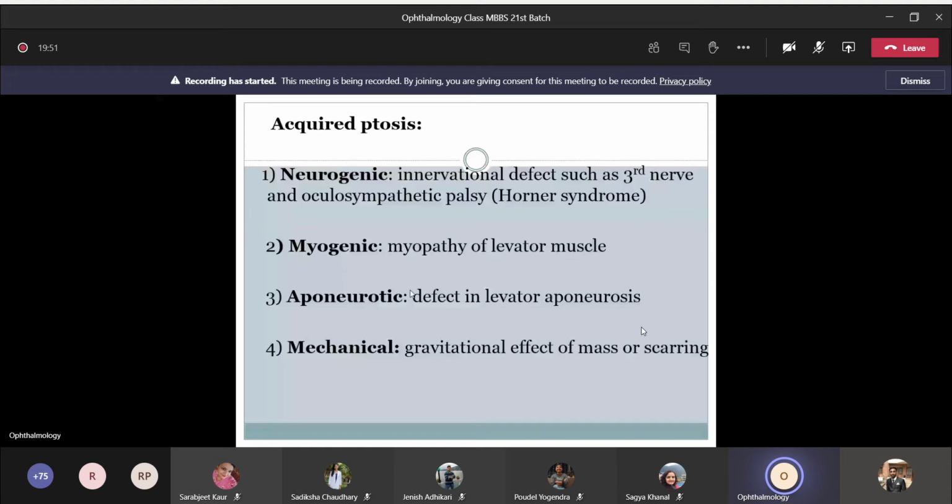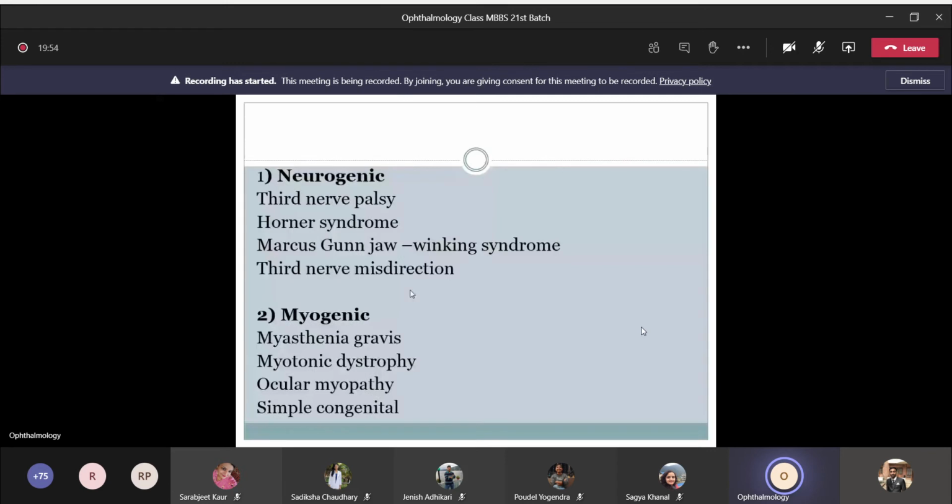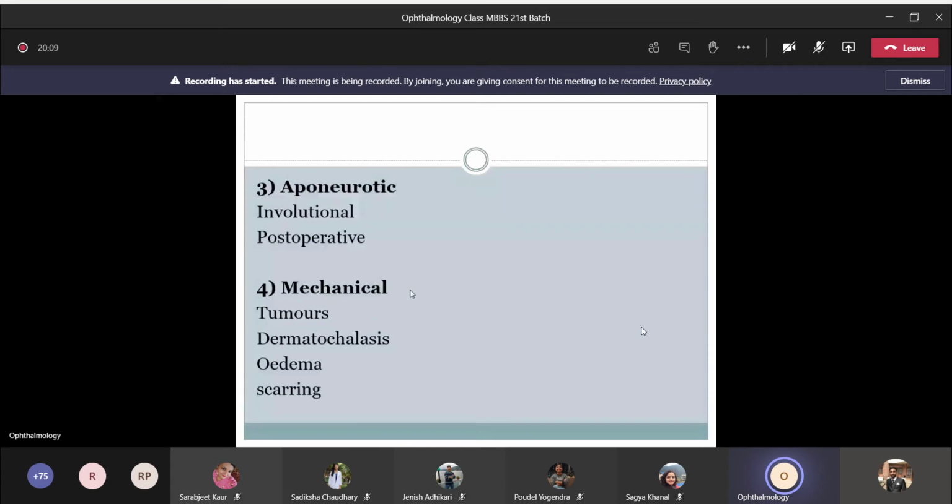So coming to neurogenic ptosis, it may be due to third nerve palsy, Horner syndrome, Marcus-Gunn jaw winking syndrome, or third nerve misdirection. Myogenic may be due to myasthenia gravis, myotonic dystrophy, ocular myopathy, and simple congenital ptosis. Aponeurotic may be due to involutional changes, that is due to aging, or post-operative after surgery. After cataract surgery also, in some patients aponeurotic ptosis may occur, but it's temporary. And mechanical may be due to tumors, dermatochalasis, edema, or scarring of the upper eyelid.